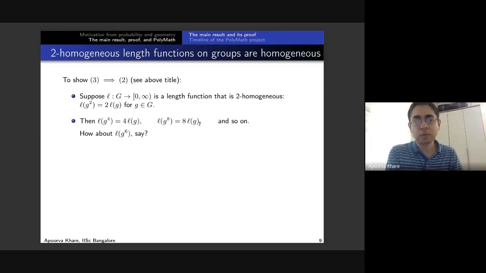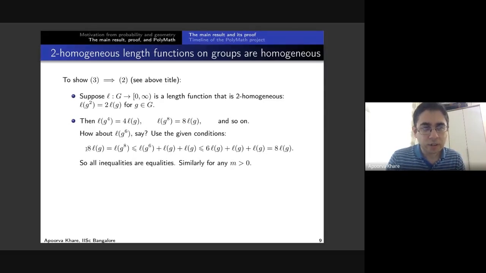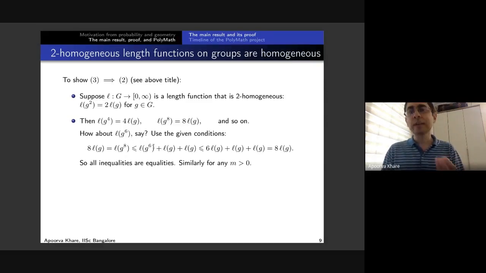The question really is, what about the other powers? I want to prove that the length of G to the 6 equals 6 times the length of G. But how do I do that? Right? So here is how you do that. You take a power of 2 that's bigger than 6. Let's take G to the 8. So what I get is length of G to the 8 on the one hand is equal to 8 times length of G, right? That is just by the previous, by the two-homogeneity. But G to the 8 is equal to G to the 6 times G times G. So by the triangle inequality or the subadditivity of the length function, the length of a product is at most the sum of the lengths. So I write down length of G to the 6 plus length of G plus length of G.